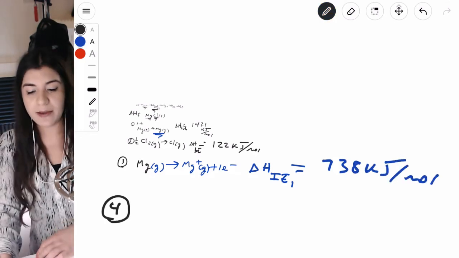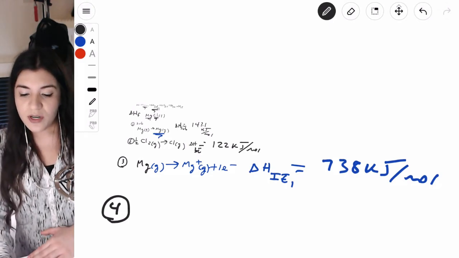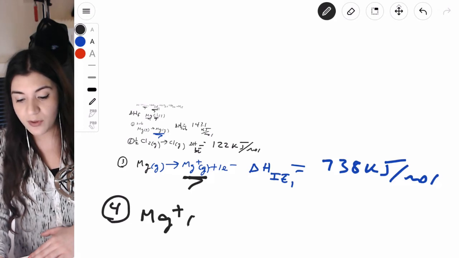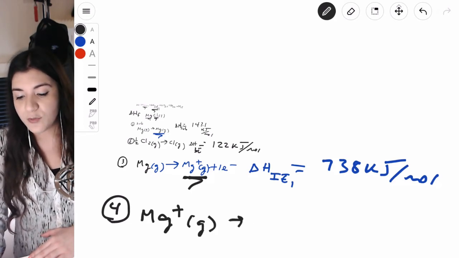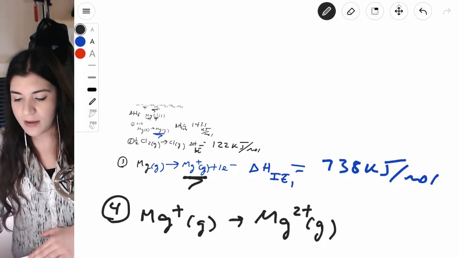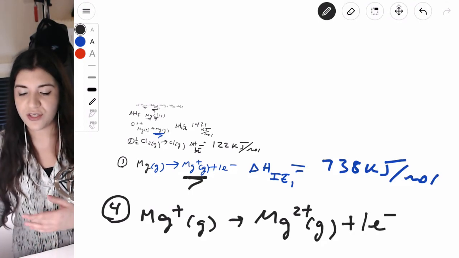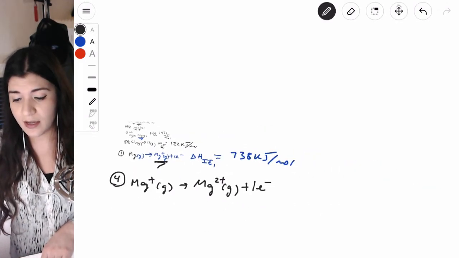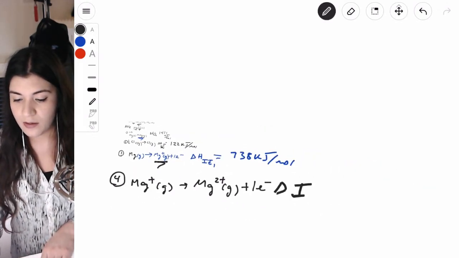And then I would do this again. Okay, so magnesium has a 2+ charge, so I'm going to pretty much do this again where I left off. So now this is a plus, still in its gas form. Now I'm trying to get this to be a 2+, and that's how it exists. And then now I'm going to add 1 more electron just to make sure these are all balanced. And this is the ionization energy, the second ionization energy.